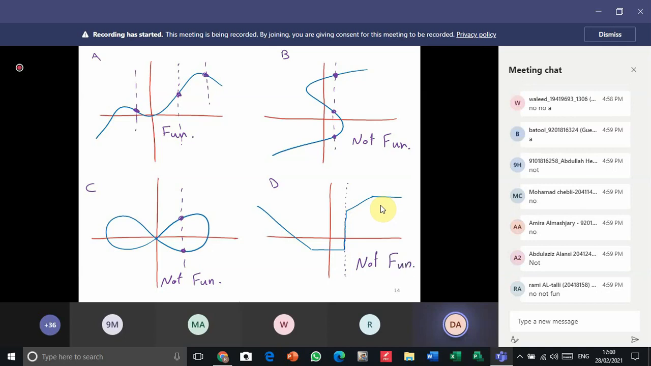Okay. Why is B not a function? Because we have the value of x, for example x1, connected with y1 and y2 and y3. So x1 connects with y1 and y2 and y3. So the graph of B is not a function. Okay.